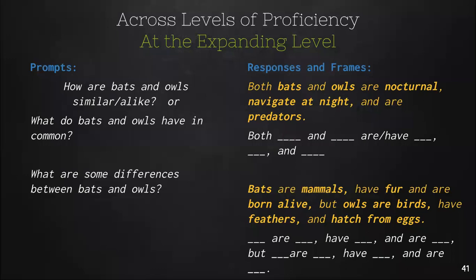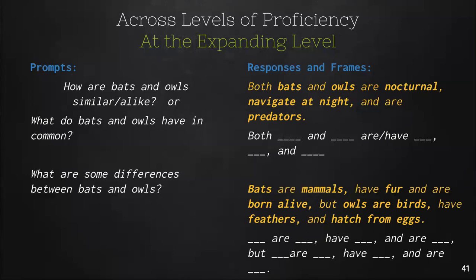At the expanding level, we might ask, how are bats and owls similar or alike? So we're elevating the academic language. Or what do bats and owls have in common? And for differences, we might say, what are some differences between bats and owls? And the responses you can see on the right. Again, we have a lot of the same vocabulary that we had at the emerging level, but we're ramping up the academic frames to support them putting more ideas together.